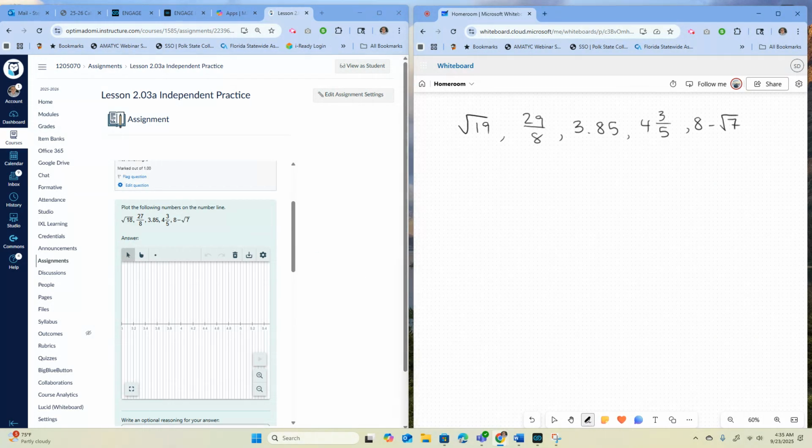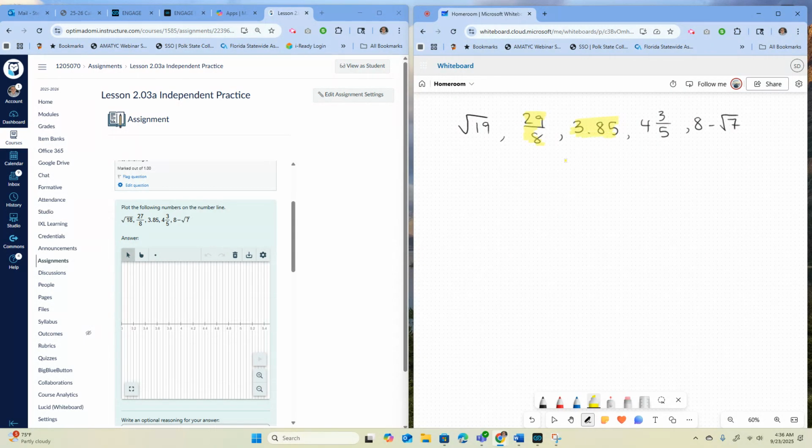Like, for example, I'm doing different numbers, okay? So you can try this one on your own, but I chose similar numbers so you have an idea how to do this. So all the numbers that I'm highlighting in yellow, they're rational because they can be written as a fraction, like 29 over 8. That's a fraction. That's why it's called rational.